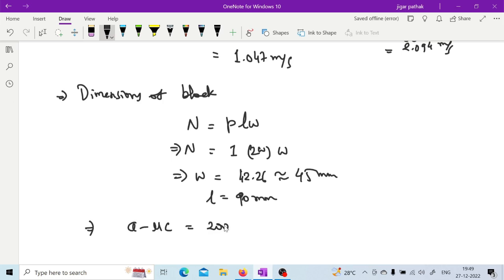A is 200 mm, mu is 0.35, c is 50, right? So it's equal to what? So it is not self-locking, because here some positive number will come, right? So A by C is greater than mu. So the brake is not self-locking. Correct?